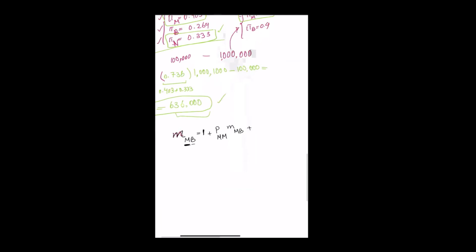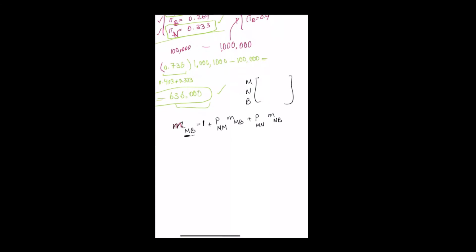What is the other scenario that is possible given that we have 3 restaurants? Going from M to N, and then from N to B in whatever number of transitions it takes for the first time. So these are the scenarios for going from restaurant M to B: either in one transition, or I go from M to M first and then from M to B, or I go from M to N first and then from N to B.